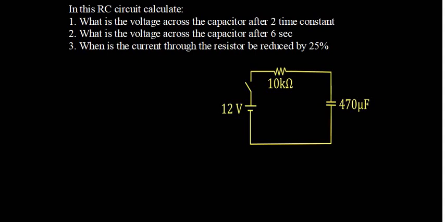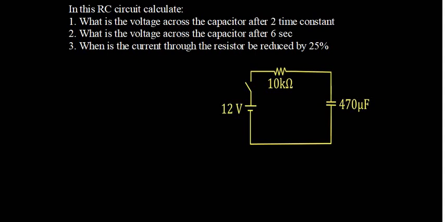Hi, in this video we have another example related to RC circuits. It's a charging process of a capacitor. I have a battery with a resistor and capacitor connected in series. It's asking me what is the voltage across the capacitor after 2 time constants, what is the voltage across the capacitor after 6 seconds, and when will the current through the resistor be reduced by 25%. Alright, let's start with the first one.